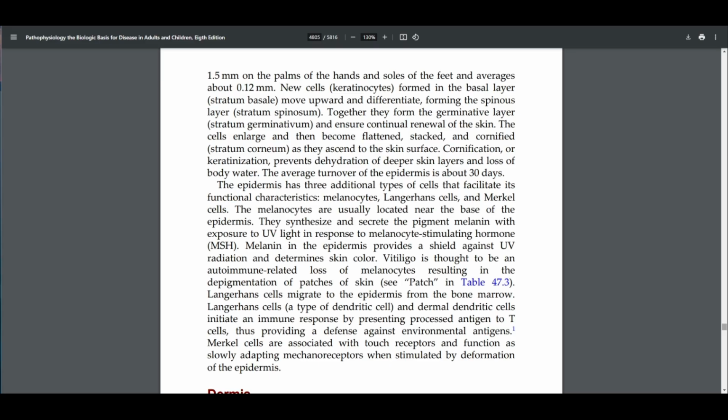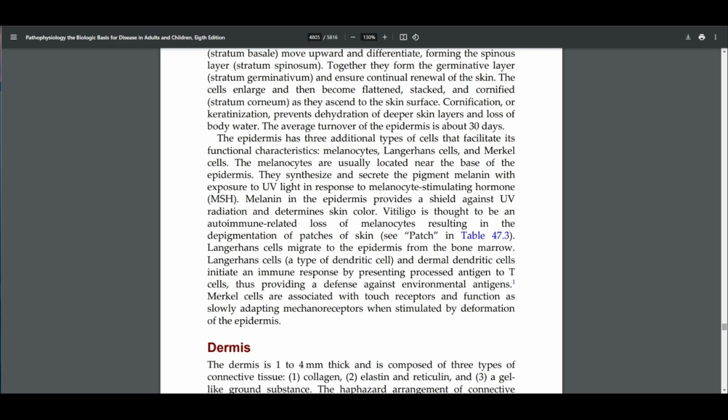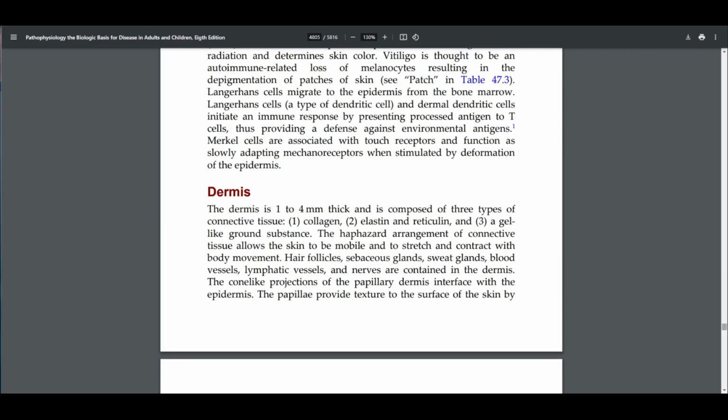Langerhans cells migrate to the epidermis from the bone marrow. Langerhans cells and dermal dendritic cells initiate an immune response by presenting processed antigen to T cells, thus providing a defense against environmental antigens. Merkel cells are associated with touch receptors and function as slowly adapting mechanoreceptors when stimulated by deformation of the epidermis. The dermis.